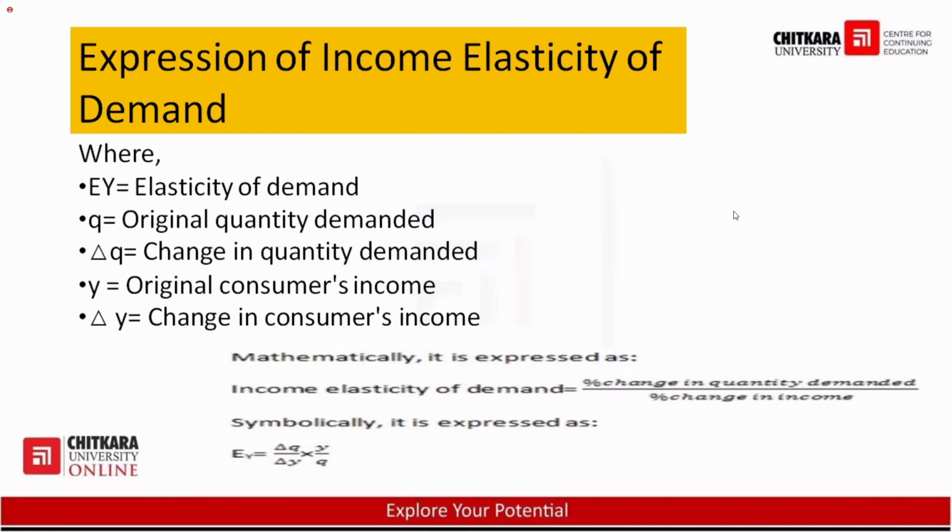Here Y is actual income. Delta Y is the change in income; maybe your income is increasing or decreasing. Q means the quantity of a product, or you can say the quantity demanded. Delta Q means change in the quantity. You can make use of this formula to calculate the income elasticity of demand.